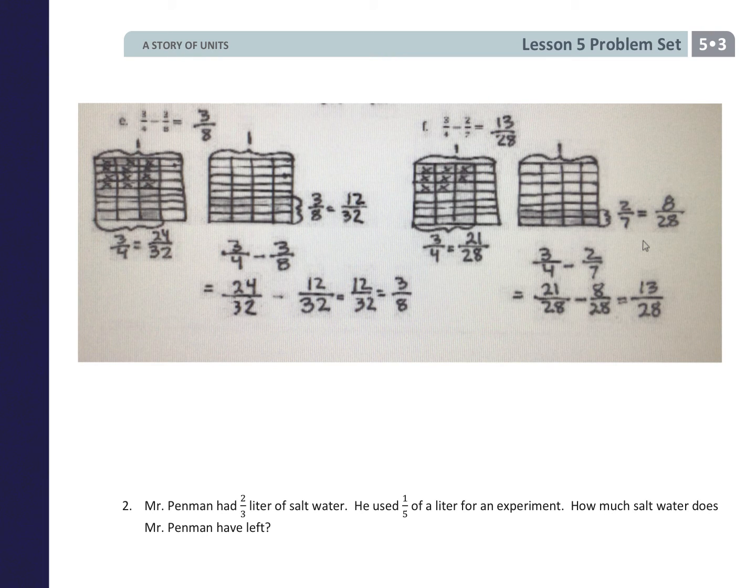Right? And so this 3/8 is a simplification of 12/32. 12/32nds, I guess, is the best way to put it. So what you would have gotten if you did this work, you would have gotten 24/32 minus 12/32. That gives you 12/32.